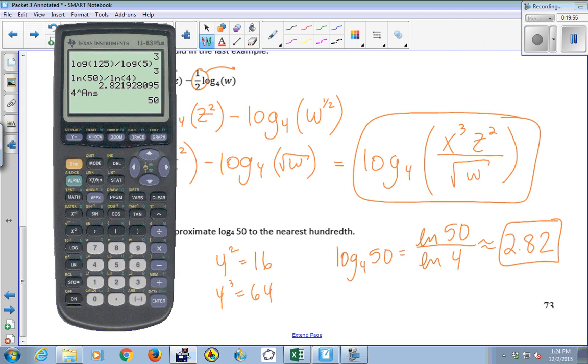Or you could retype it too. You could do 4 to the 2.82. And I get really close to 50. Why doesn't it give me exactly 50? Because I rounded that number. 2.82 is a rounded number. Right.